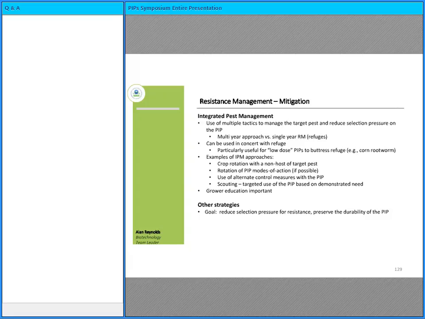Okay, so examples of some of the IPM approaches that might be used include things like crop rotation with a non-host, rotating PIP modes of action, if that's possible, if there have been multiple traits developed for that target pest. Use of alternate control measures, those could include insecticides with the PIP to sort of create a de facto pyramid, and also the use of scouting to target the use of the PIP based on a demonstrated need.